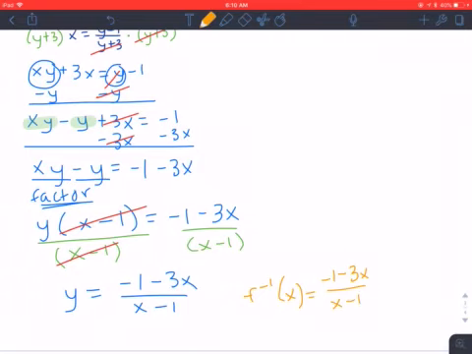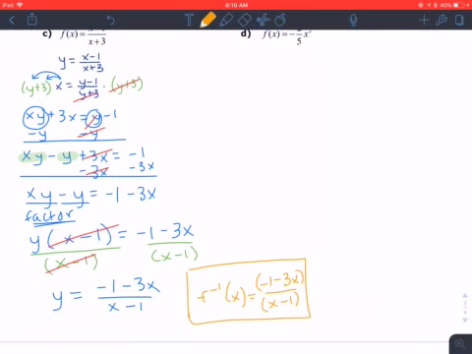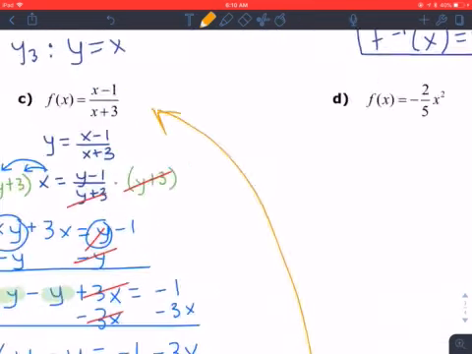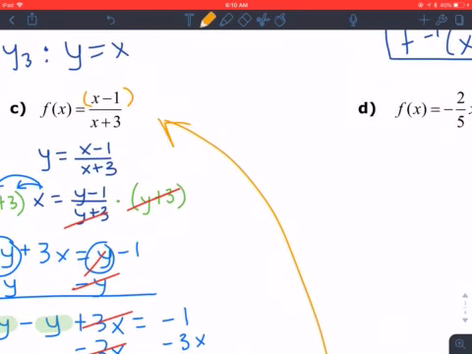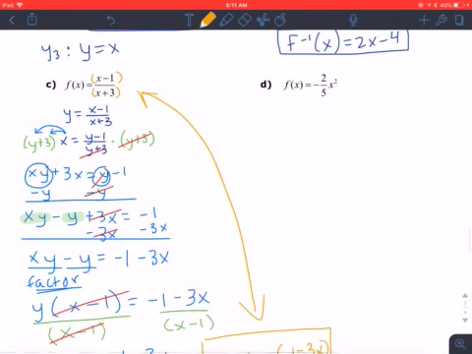Now when you go to graph this in the graphing calculator, you're going to have to put parentheses in your numerator and in your denominator. If you don't, you're going to end up with a funky graph, and it's going to look like these two things aren't inverses, but they are. So the same thing here, you need to go ahead and put parentheses around the numerator, parentheses around the denominator when you graph it. And then don't forget in y3, you're going to put y equals x.